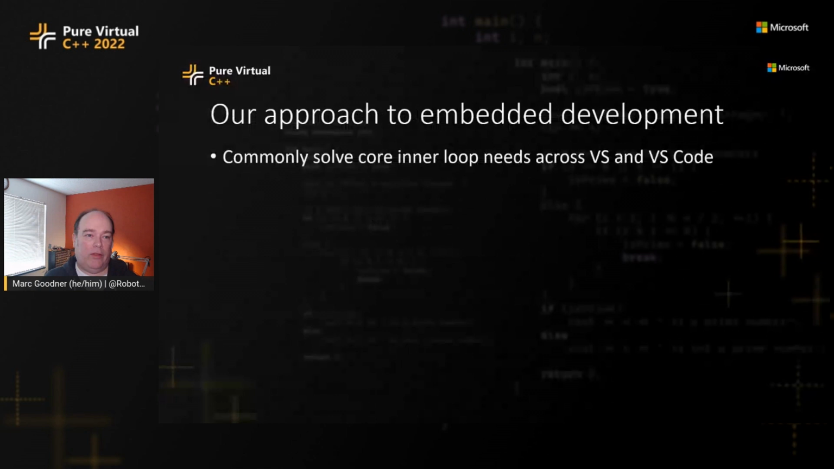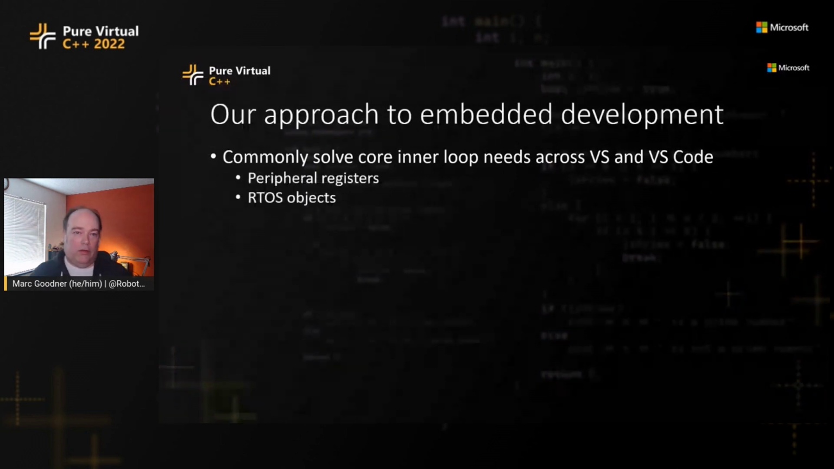So how are we approaching this? The first is we're trying to commonly solve those core inner loop needs across VS and VS Code. This is an internal point to us, but you'll see it reflected when we talk about VS or VS Code. You'll see a lot of the same functionality. It'll look the same, and that's because we're trying to write once as much as possible and have it working in both environments. And so today we're focused on some of the core needs for embedded developers in that inner loop.